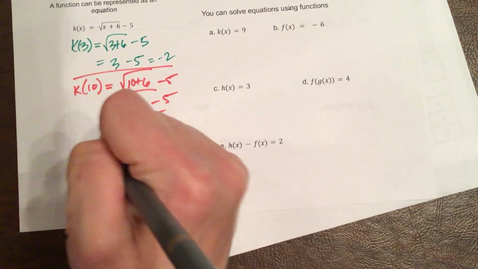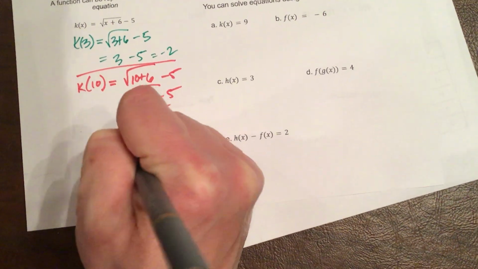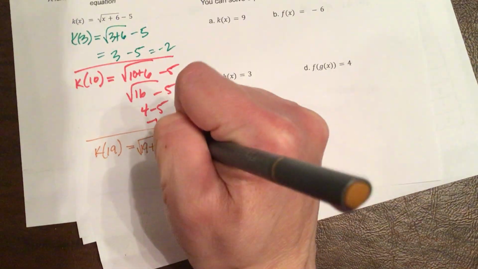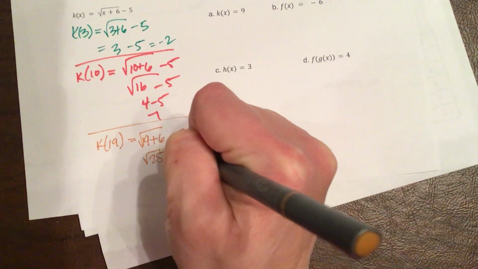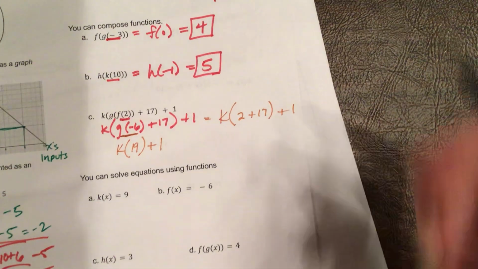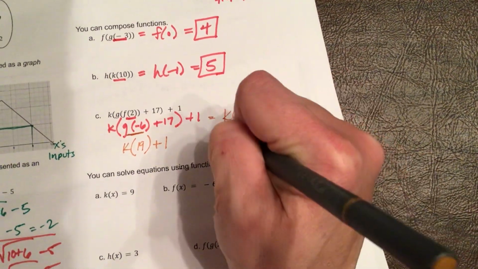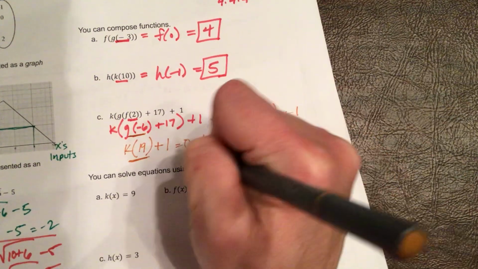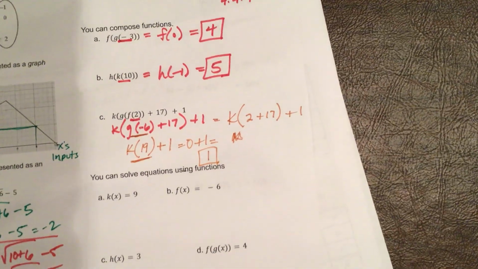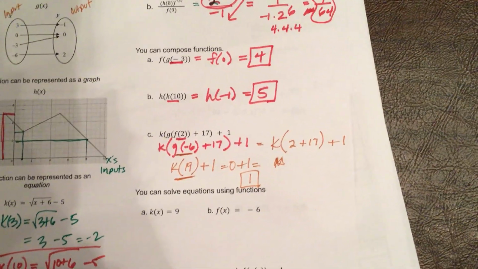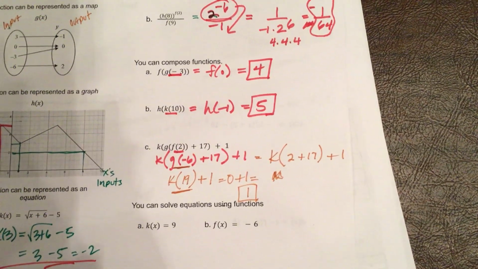So we're going to go to our function here. K of 19 is the square root of 19 plus 6, minus 5. That's the square root of 25 minus 5, which is 5 minus 5, which is 0. So this becomes 0, and then plus 1 gives me 1. So that's just a couple examples of how we can do compositions. When you do this on your own in the practice, I want you to try that again, and just work from the inside out.